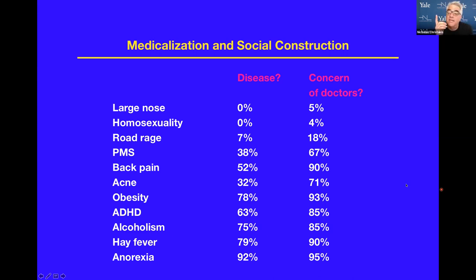So even though rhinoplasty is one of the most common surgical procedures, you did not consider having a big nose to be a problem, but obesity really hit your radar screens. And as we discussed a couple of weeks ago, some of these conditions, such as back pain and anorexia, show substantial cross-cultural variation and may be seen as culture-bound syndromes and might not be considered diseases at all elsewhere, and indeed might not even exist.